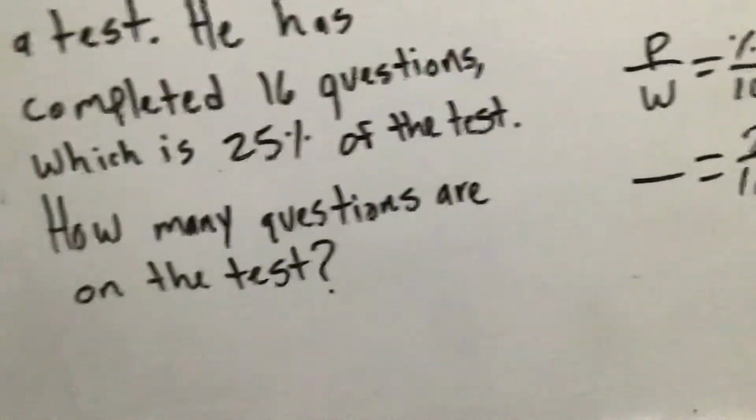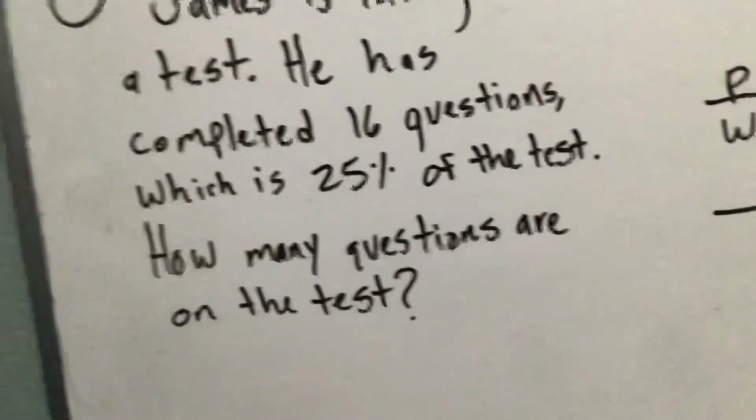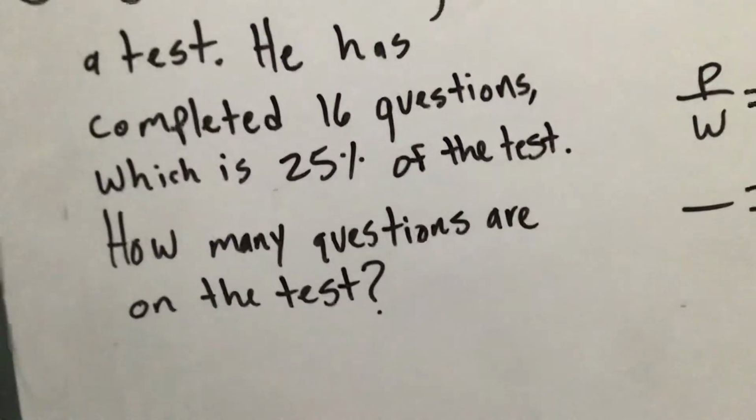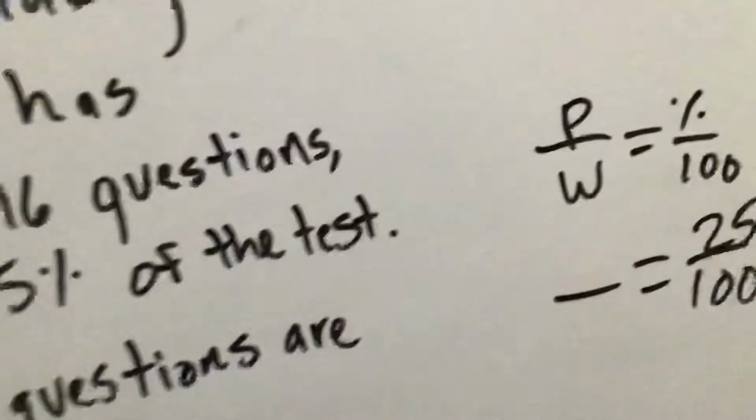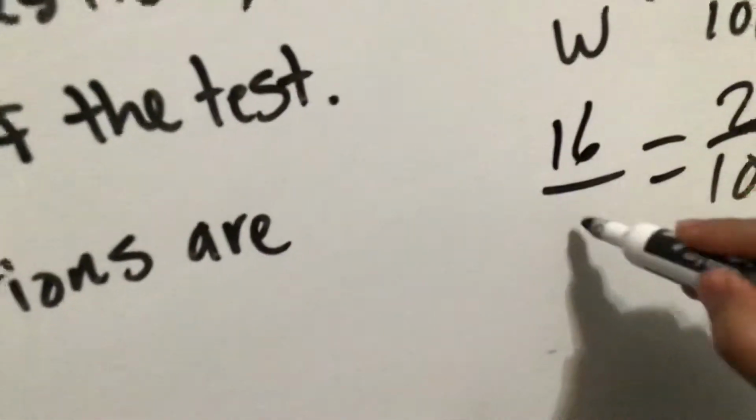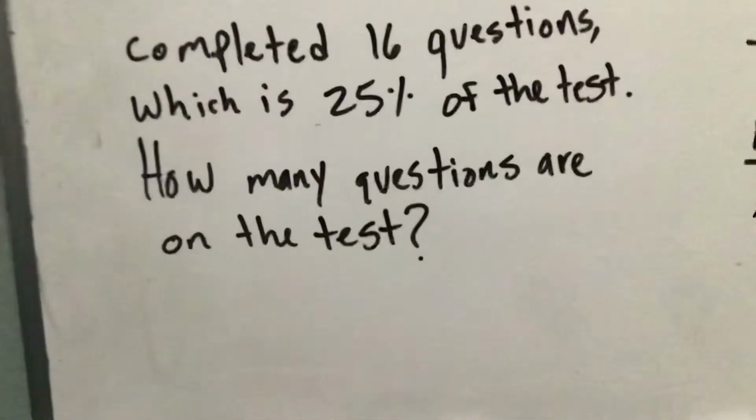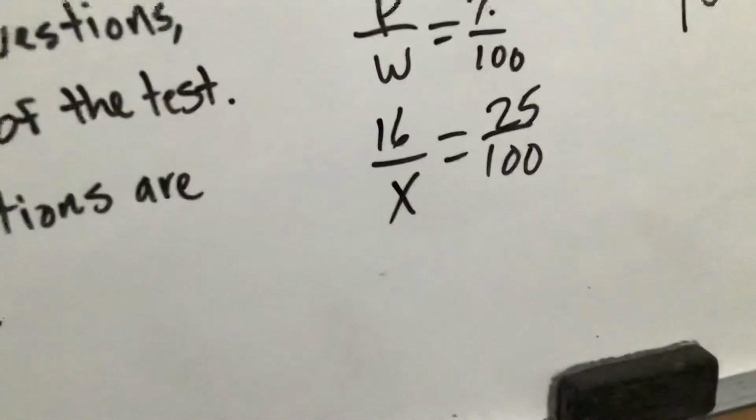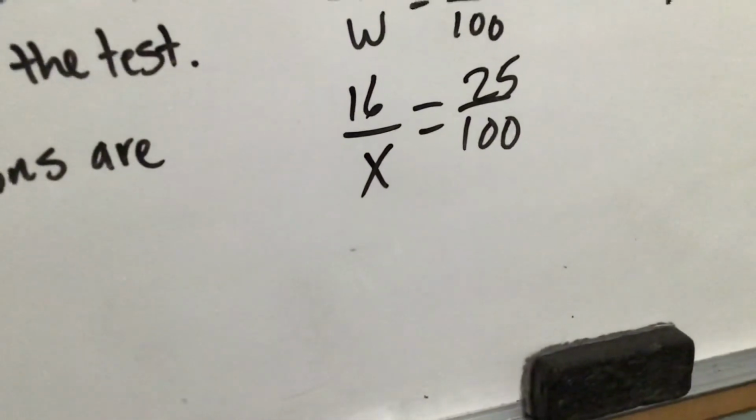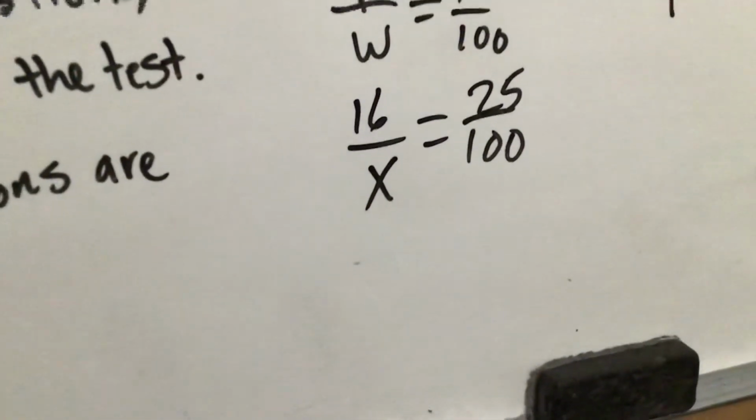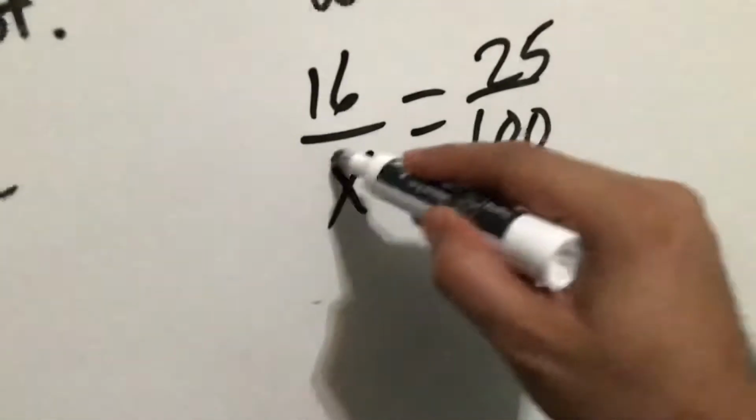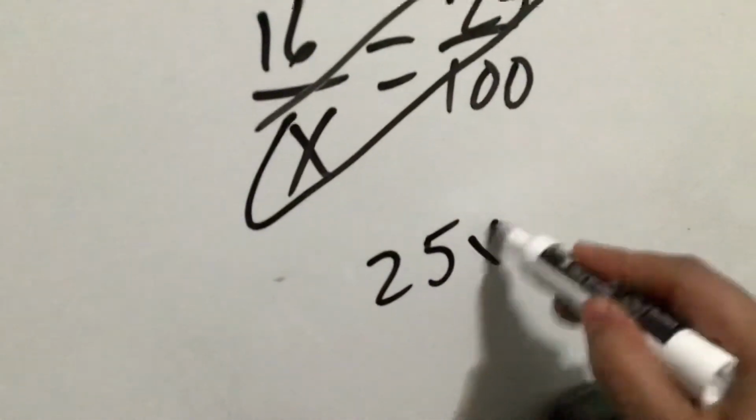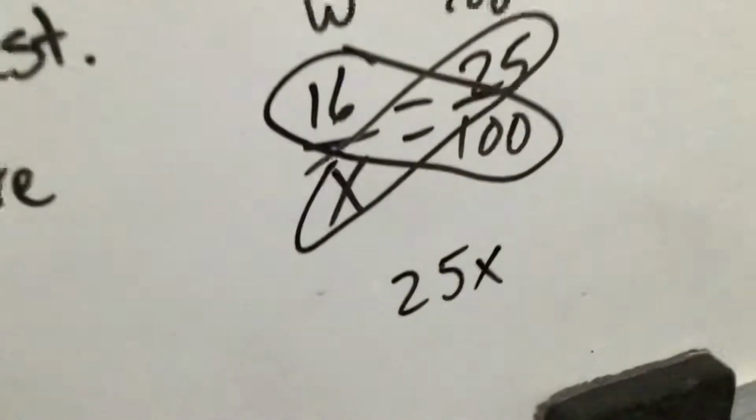The next one is the part and the whole thing. Well, James is taking a test. He has completed 16 questions, which is only 25% of the test. So 16 questions is just part of the test. And then the question says, how many questions are there on the test? Well, we don't know. That's the whole thing. Now, to do the scale factor on this one is going to be kind of difficult. So what we're going to do is we're going to cross multiply. So we're going to do 25 times x, which is 25x. And then we do 16 times 100.